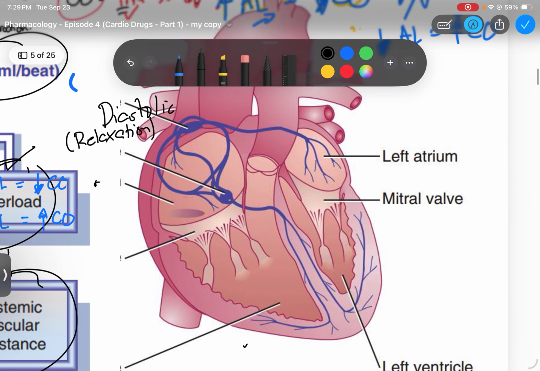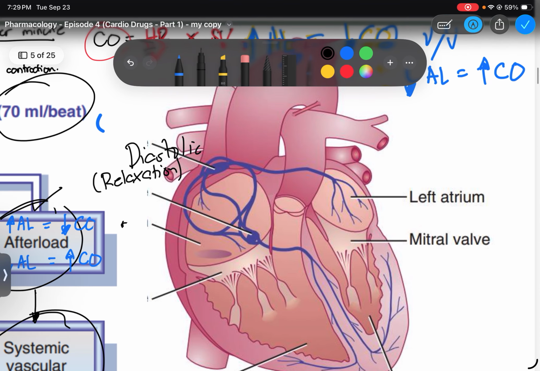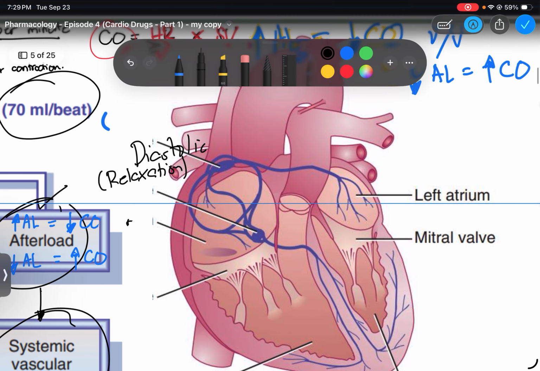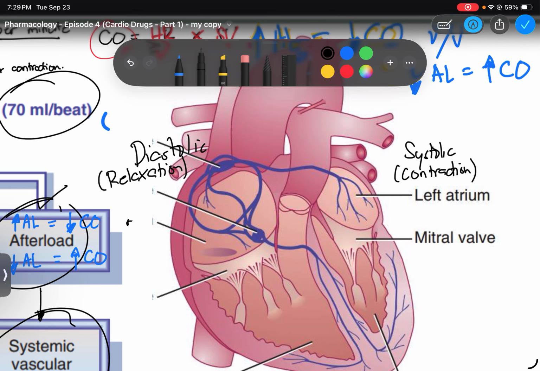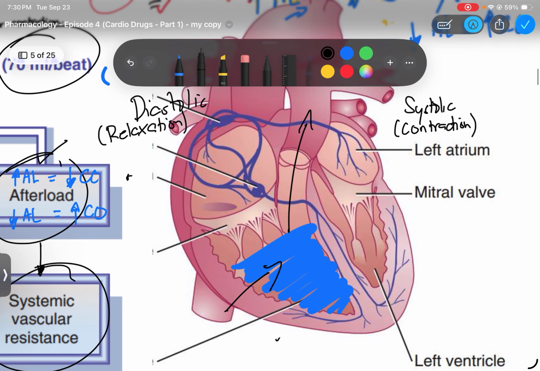Now, let's talk about contraction. During the systolic cycle, otherwise known as the contraction cycle, the blood here will be moved towards the great vessels. Contraction will decrease the size of the ventricles. It will pump the blood going upwards towards the great vessels.